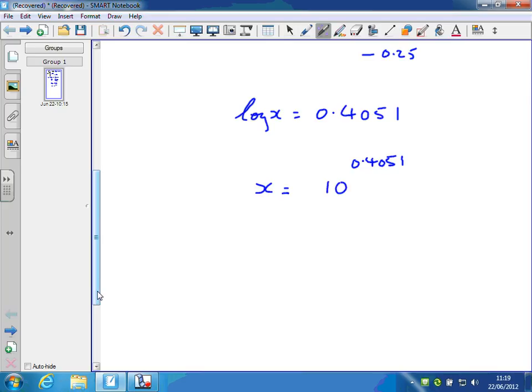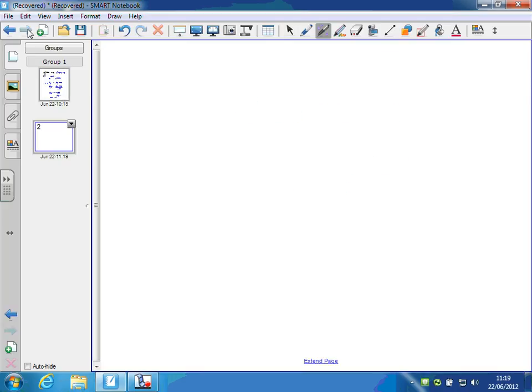There is another way that you could solve this one, which might be worth looking at, which introduces another of the laws of indices. So let's have a look at this problem again, which is why I really wanted to look at it. x to the minus 0.25 equals 0.792.